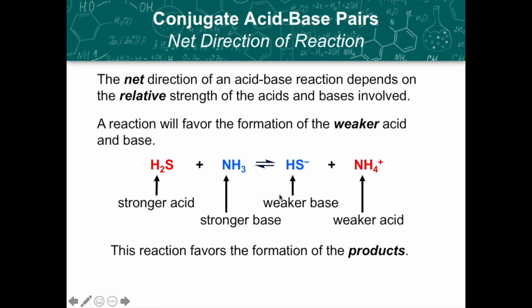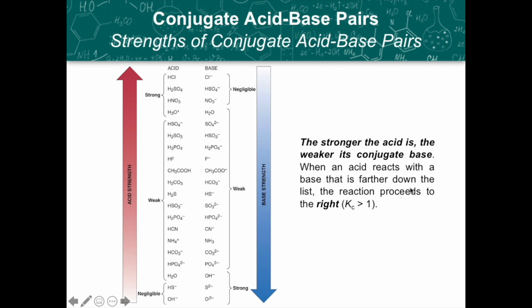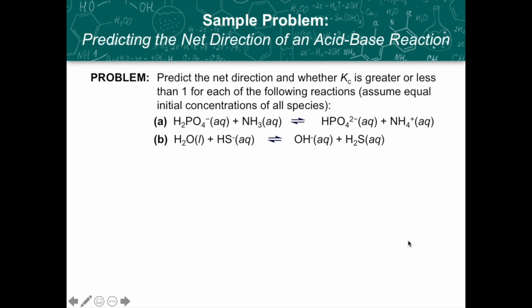So how will we know if these are strong acids or strong bases, or weaker acids or weaker bases? We can base the strength of the acids and bases involved in the reaction on this table, which can be found in your book. We have here the acid strength going up and the base strength going down. We can refer to this diagram when determining the strength of the conjugate acid-base pairs. Okay, so let's work on some examples.